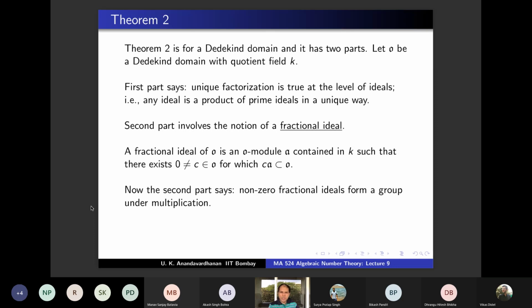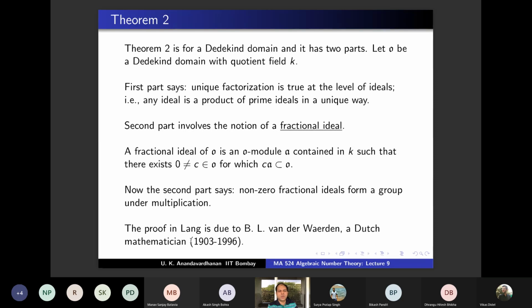Okay, but we are doing this very generally for a Dedekind domain, and the proof in Lang is due to, I often say Van der Waalen, but this is a Dutch name. So here is another mathematician, not from Germany, from the Netherlands, and this V is pronounced like F, so it's Van der Waalen. But having said that, I might again say Van der Waalen because that's easier for me. Okay, so this is due to Van der Waalen, a Dutch mathematician, quite modern, 1903 to 1996.